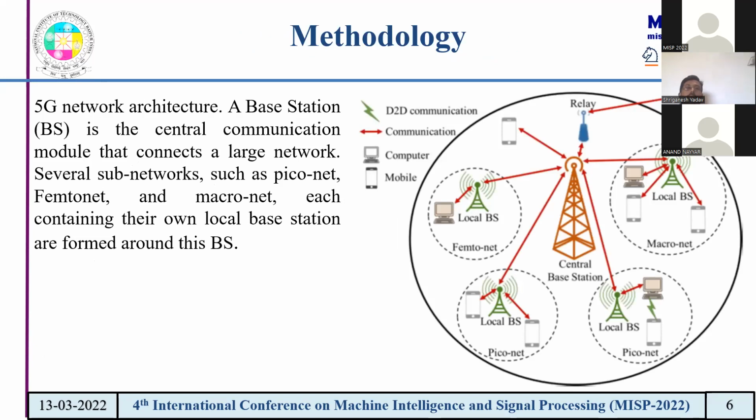Methodology I have mentioned a little bit here. This is my proposed 5G network architecture, where I will focus more on my energy efficient network, where I will use the MSA and DA algorithms, which will give me less power allocation and great power efficiency. So this is the basic 5G network architecture. A base station is a central communication node that contains a large network, several sub-networks, piconet, femtonet, micronet, and each contains its own local base station formed around it.